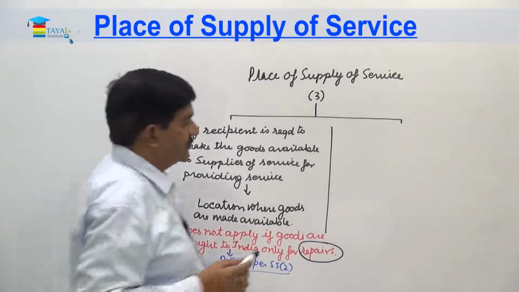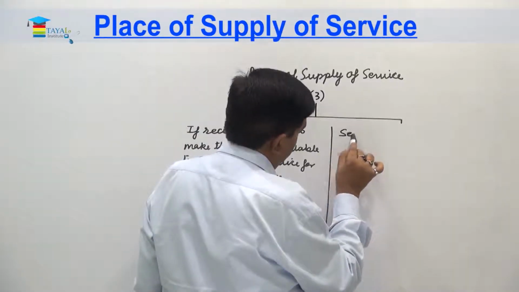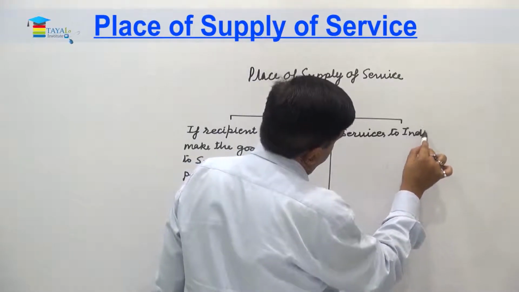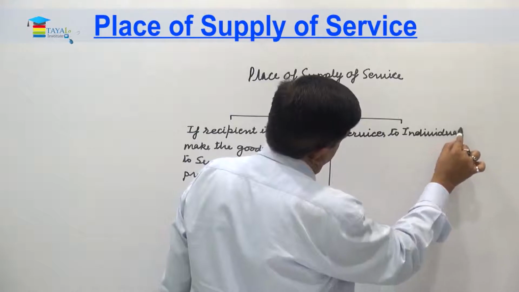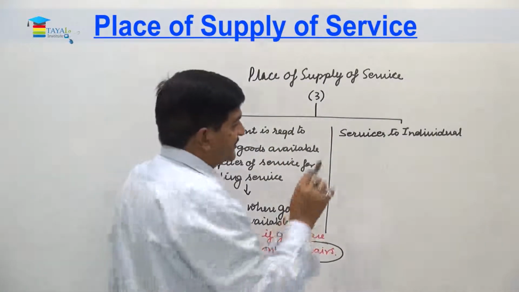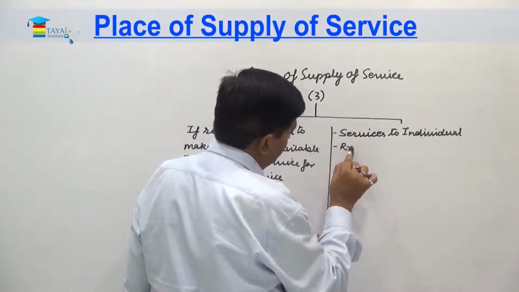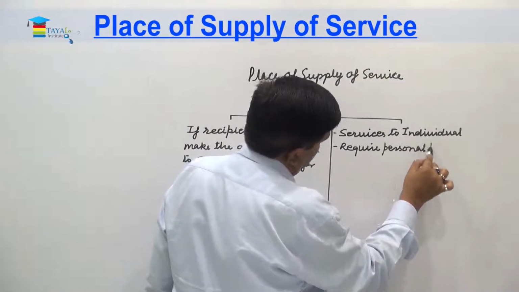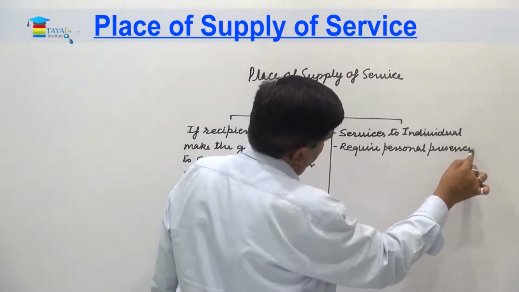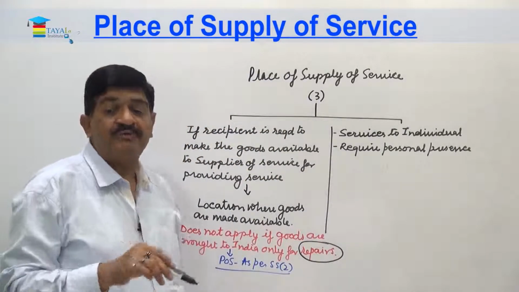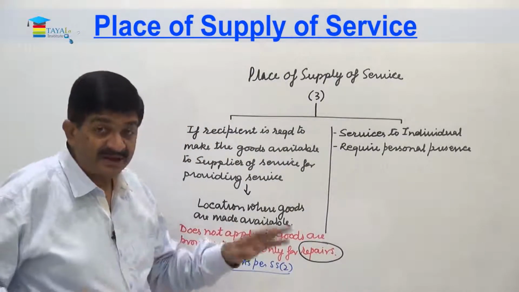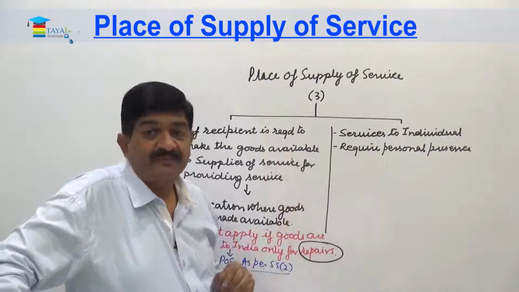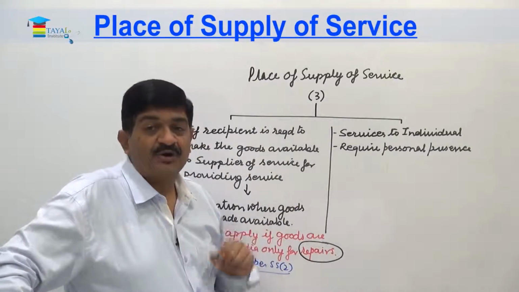Now another part is services to an individual, and those services require his personal presence. Now who wants to avail the service, it will depend on that. So that may be healthcare, that may be beauty treatment, that may be fitness, that may be personal development, whatsoever be the services. So unless the person is present, he cannot avail the service.